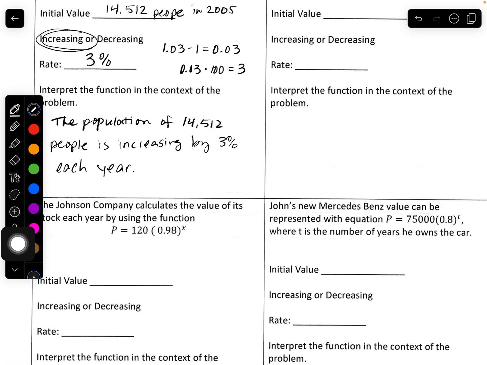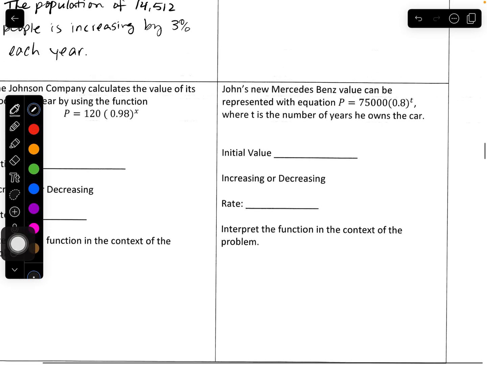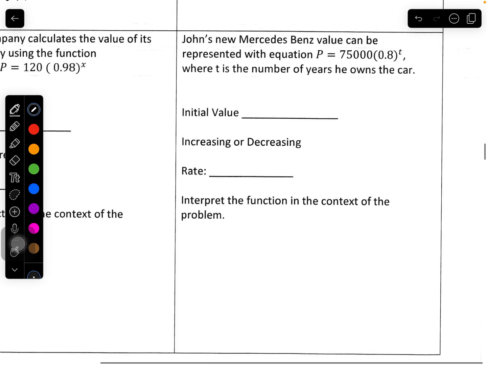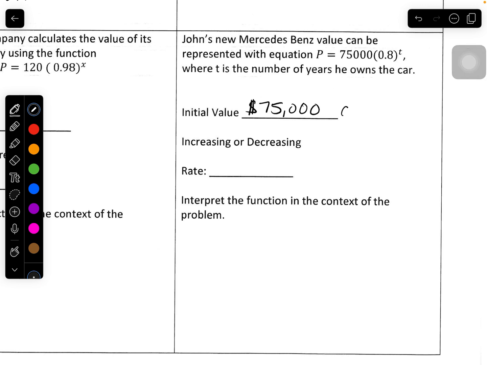John's new Mercedes-Benz value can be represented with the equation P equals 75,000 times 0.8 to the t. Again, t is the number of years. 75,000 is the initial value, okay? It's the cost of the new car. All right, and because this number here, 0.8, is less than 1, the value of that car then is decreasing.